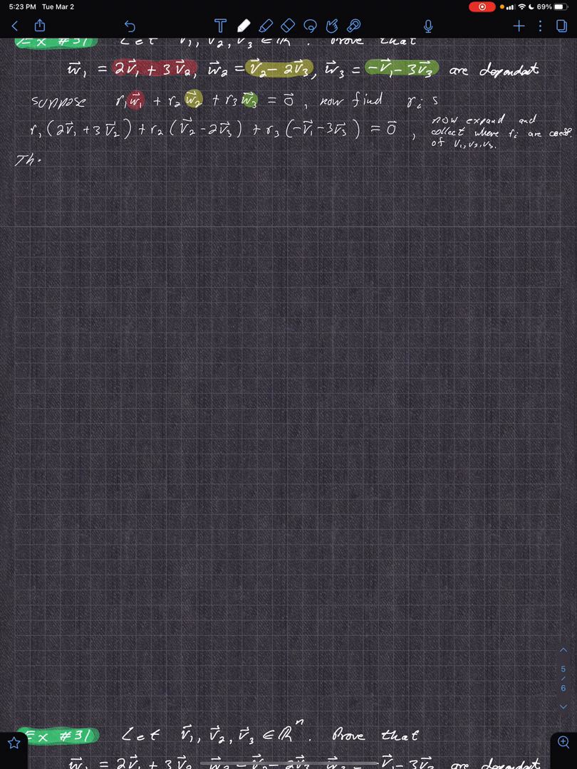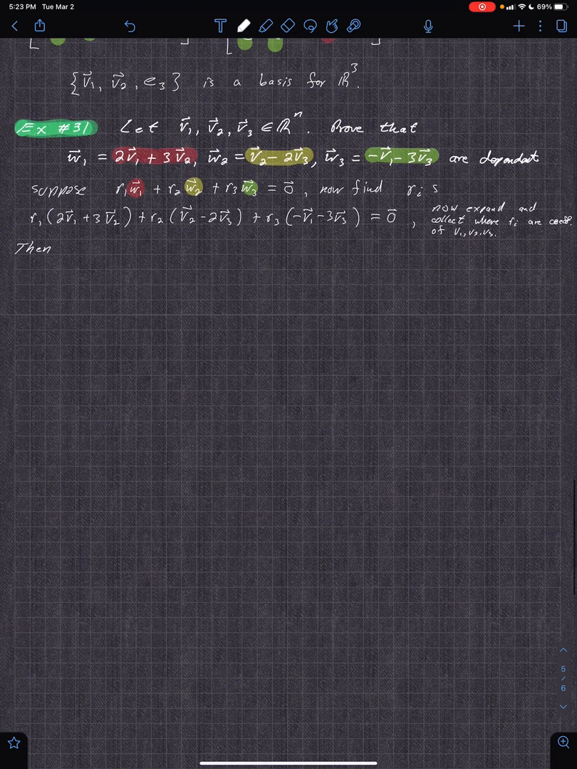So then we have (2R1 minus R3) V1 plus (3R1 plus R3) V2 plus (negative 2R2 minus 3R3) V3 equal to the 0 vector.